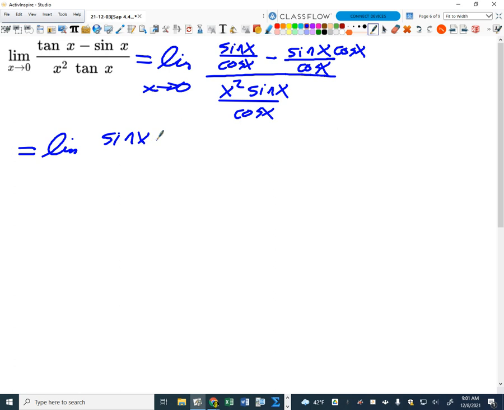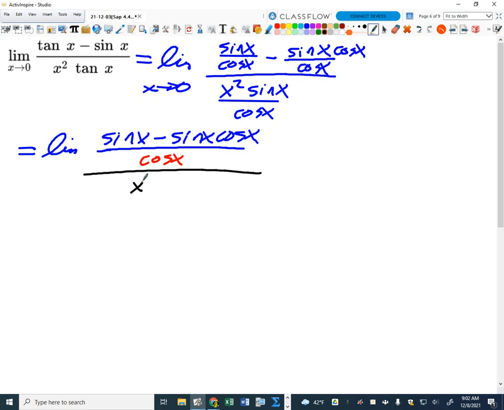So on the top, I've got sine x minus sine x cosine x divided by cosine x, all over x squared sine x over cosine x, right? So I've really got brackets there and brackets there. And then when I flip and multiply, those are just going to cancel, aren't they? Okay.